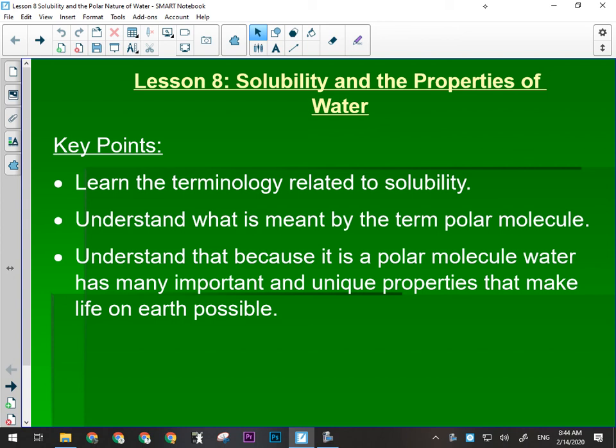What does it mean? Some terminology, so vocabulary related to it, and also how to determine whether something is soluble or not, other than obviously putting it in water and seeing if it will dissolve.